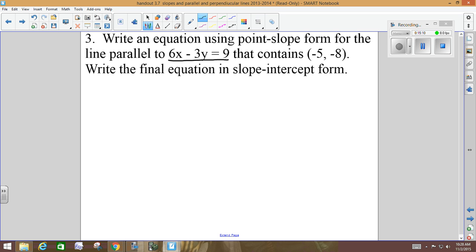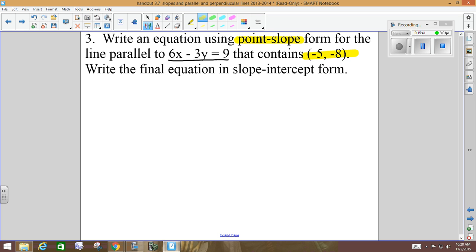Anytime you're going to write the equation of a line, what two things do you need? A point and a slope. It says use point slope form. If you're going to use point slope form, what two things do you need? Point and a slope, right? They're telling us it contains or goes through -5, -8. We already know the point we want, but we still have to find the slope.